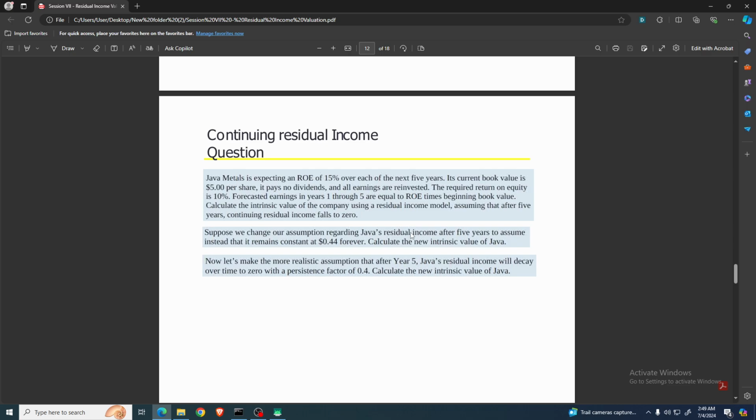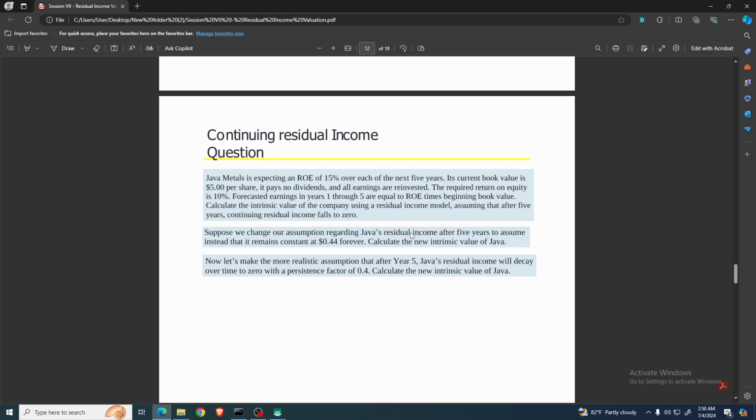So what comes here is that it's going to remain at a certain value, which is 44 cents forever. So what's going to be the new intrinsic value? All you have to do is first calculate the present value of the continuing residual income. Since the residual income is assumed to remain constant at 44 cents forever after 5 years, we are going to use the perpetuity formula to find the present value of the continuing residual income at the end of year 5. So we identify that, and we are going to calculate the total intrinsic value.